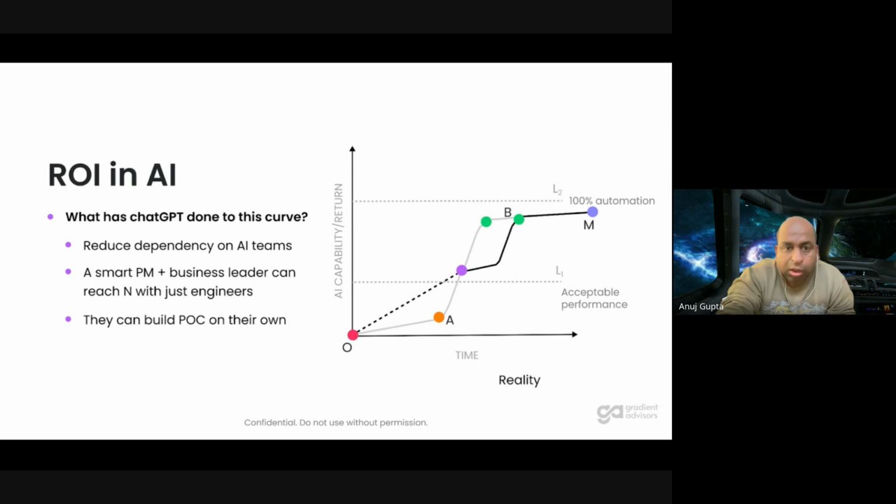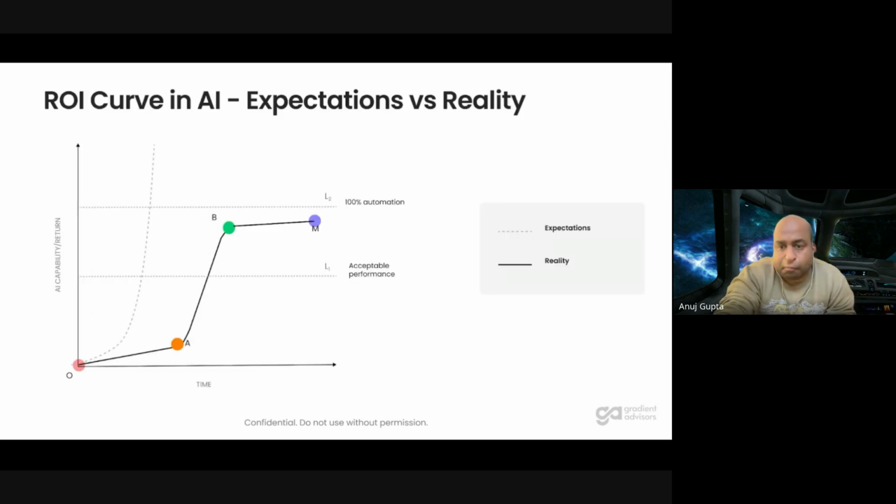Okay, so in a nutshell, the point I wanted to drive across is that when you're building AI systems, the way the capabilities accumulate for a traditional software system versus the way it does for an AI system are very different. So there's a big gap between what a lot of people expect and how AI systems unfold in reality. Does that make sense? Okay.